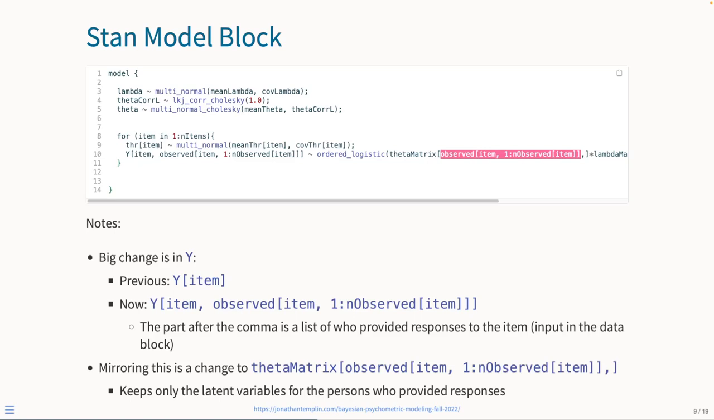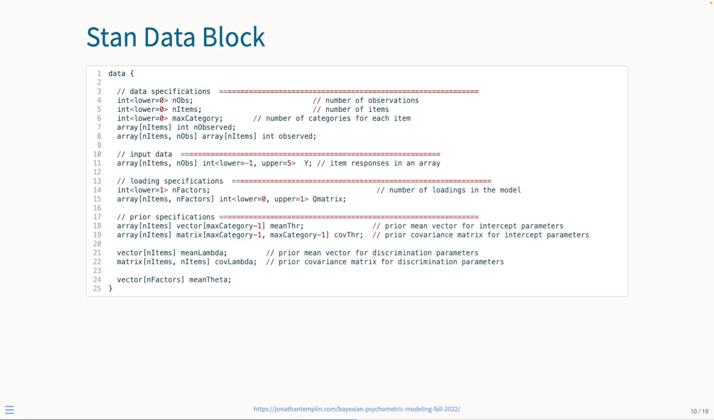So any of the predictors we have to select the data for. Any of the person variables we have to select the data for. How are we doing with all that? Any questions? I'll keep going, but if you have questions, come back to it.